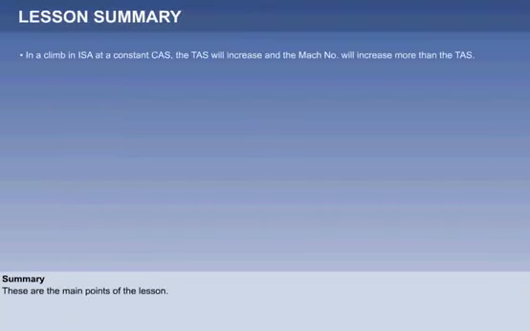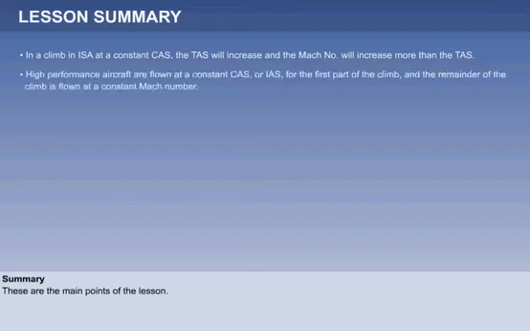Here are the main points of the lesson. In a climb in ISA at a constant CAS, the TAS will increase. Mach number will increase more than the TAS. High-performance aircraft are flown at a constant CAS, or indicated airspeed, for the first part of the climb, and the remainder of the climb is flown at a constant Mach number.